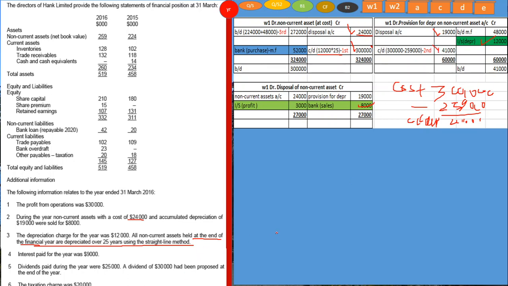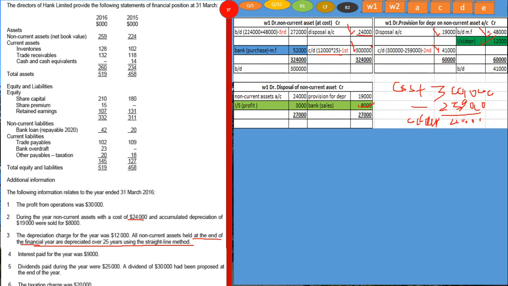Now when you complete this, you add this 19,000 plus 41,000, you get 60,000, and then minus 12,000, you get the missing figure as 48,000. That is depreciation at the beginning of the year. Remember that in this question we didn't have a closing provision and opening provision, so that's how you're supposed to compute. This is the tricky part. This step is equal to the missing figure 48,000.